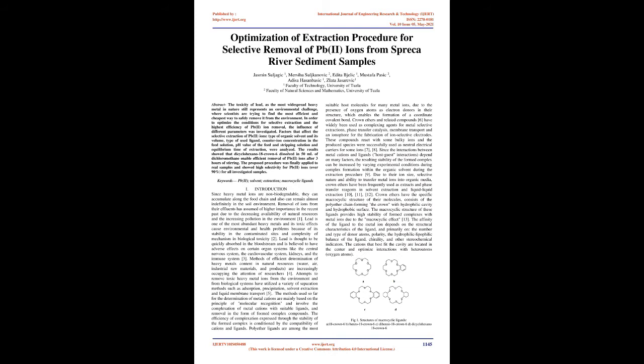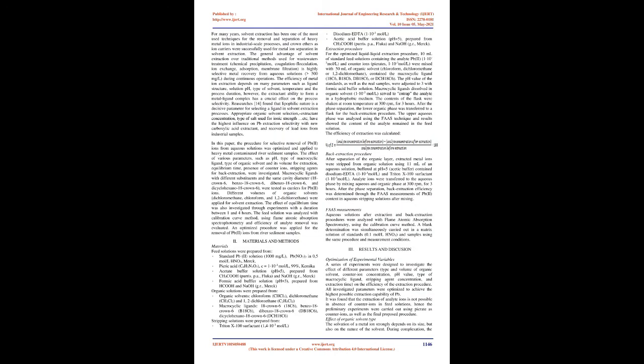The macrocyclic structure of these ligands provides high stability of formed complexes with metal ions due to the macrocyclic effect. 13. The affinity of the ligand to the metal ion depends on the structural characteristics of the ligand, and primarily on the number and type of donor atoms, polarity, the hydrophilic-lipophilic balance of the ligand, chirality, and other stereochemical indicators. The cations that best fit the cavity are located in the center and optimize interactions with heteroatoms, oxygen atoms.